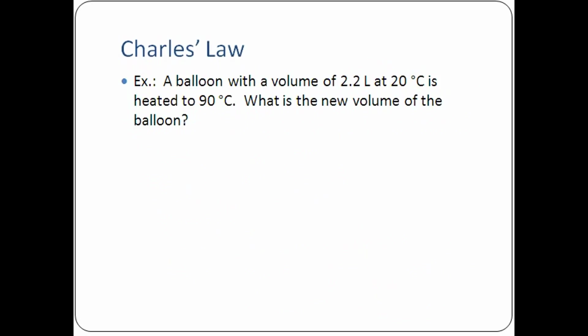So a balloon with a volume of 2.2 liters at 20 degrees C is heated to 90 degrees C. What's the new volume of the balloon? To do this, we know that we have the original volume, V1, which is 2.2 liters. The original temperature, T1, is 20 degrees C. The final volume, V2, we do not know. That's a question mark. The final temperature, T2, is 90 degrees C.